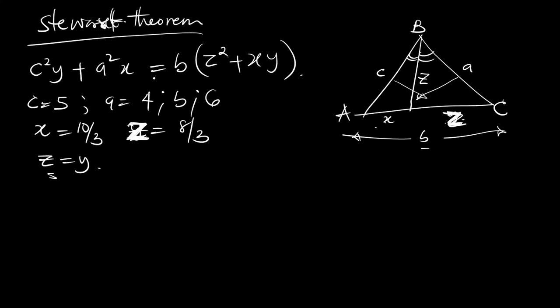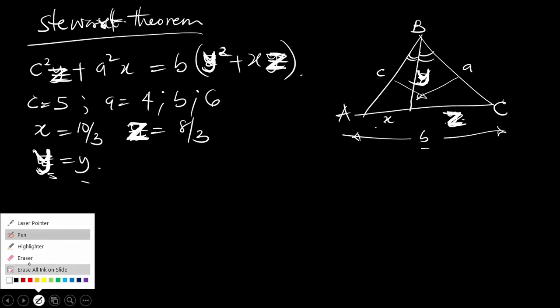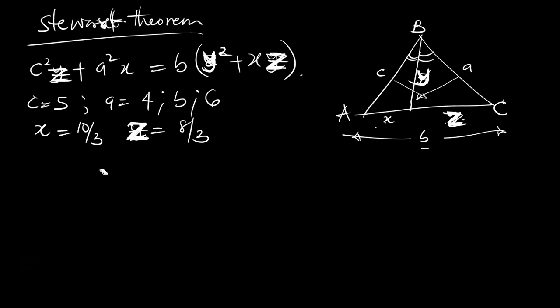So, you have C squared Z, here will be Z, here will be, let me call this Y. So we're looking for Y, here will be Y squared. Then X times Z. So this is the formula. So now we're looking for y.